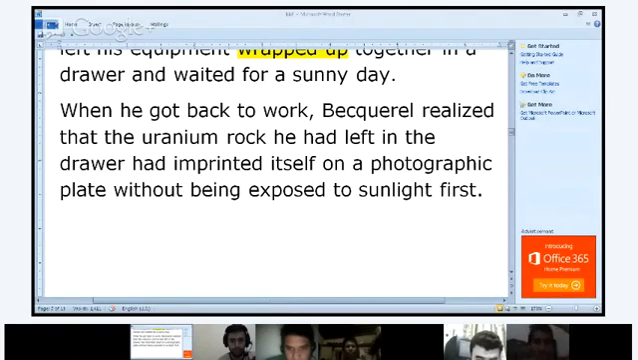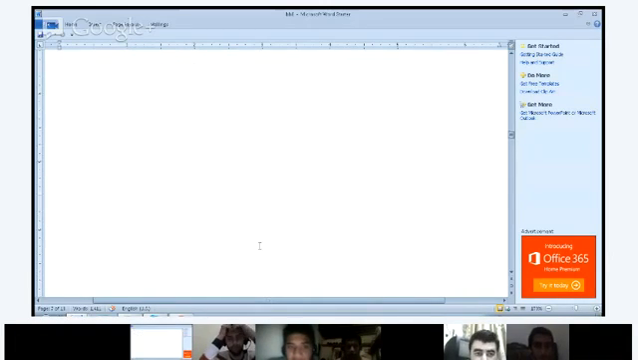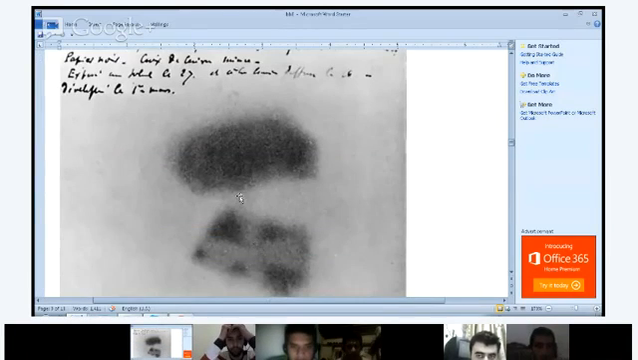Yes. When he got back to work, Becquerel realized that the uranium rock he had left in the drawer had imprinted itself on the photographic plate without being exposed to sunlight first. Okay. And so this is what he saw, according to Google Images.